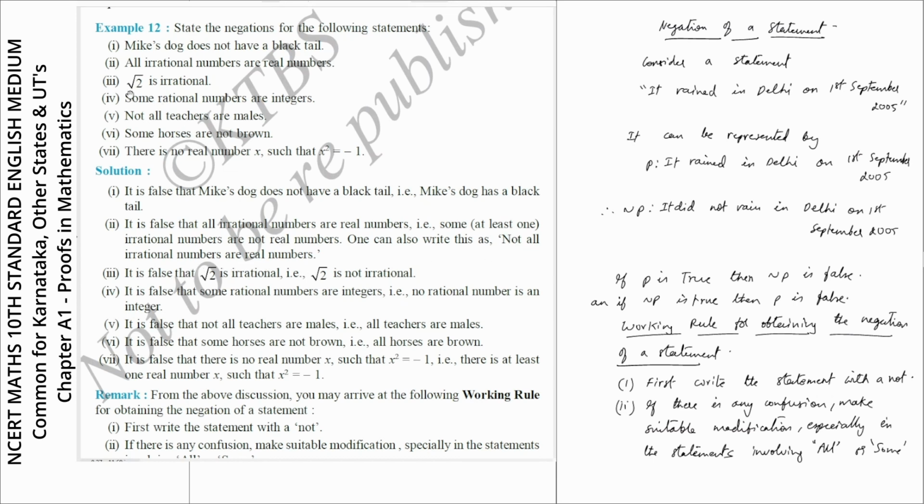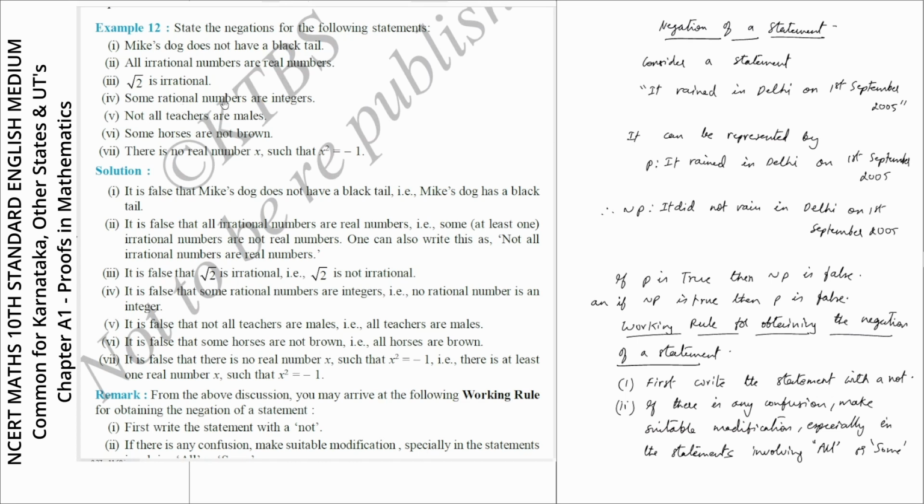Now the third example: root 2 is an irrational number. This is a true statement, so it can be made false by just adding one not here. Root 2 is not an irrational number. So this is a false statement, and the original is a true statement. Now coming to the fourth example: some rational numbers are integers. What are rational numbers? Rational numbers are in the form p by q, where both p and q are integers and q is not equal to 0, right?